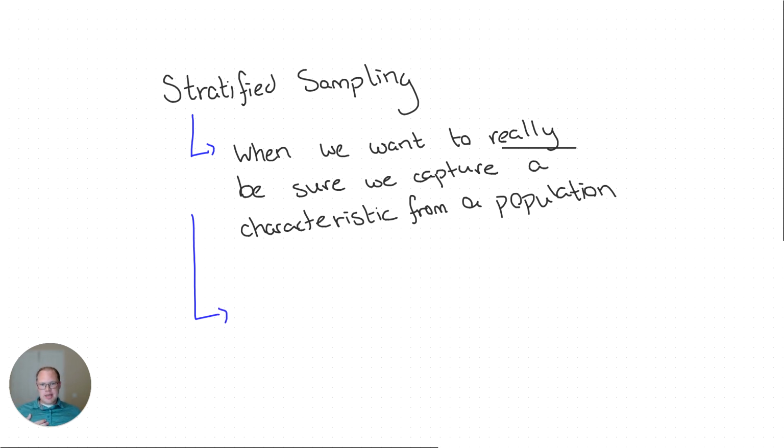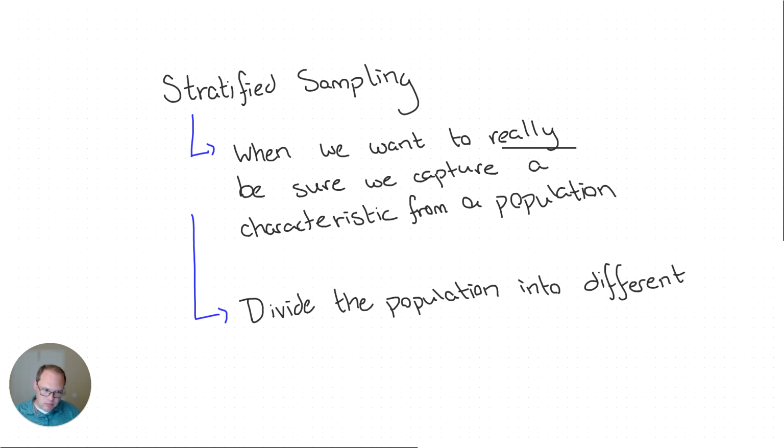What we do for stratified sampling is we divide the population into what are called strata. They're just groups, but they're groups that have the different properties of the characteristic we want to capture. Divide the population into different groups called strata. That strata word, that's where we get stratified sampling. We're dividing the population into different groups called strata.